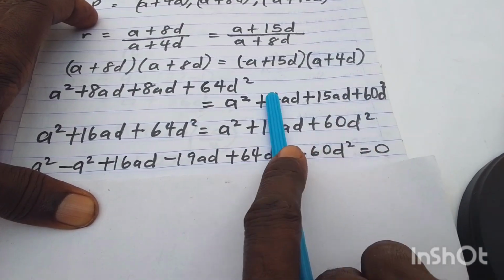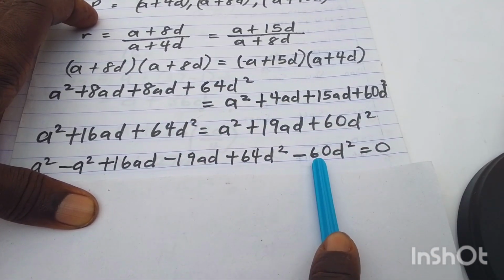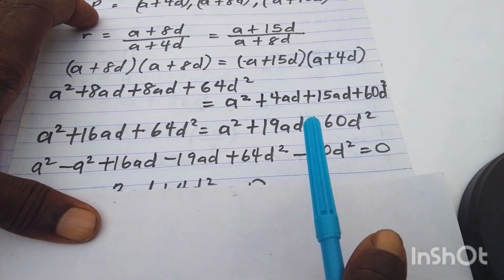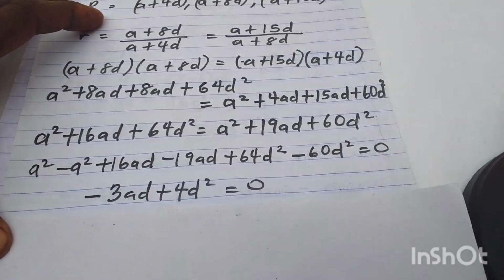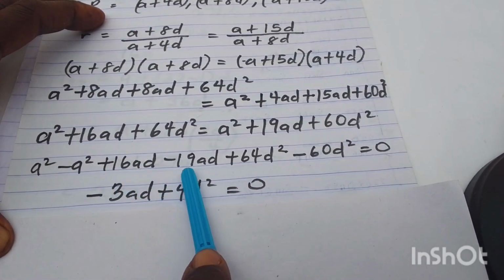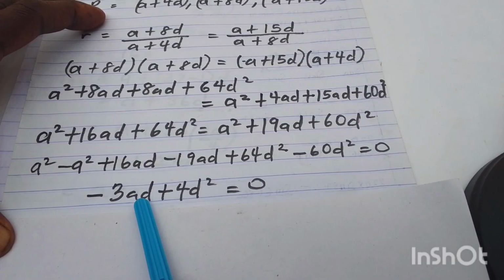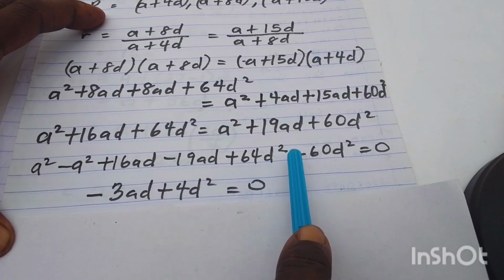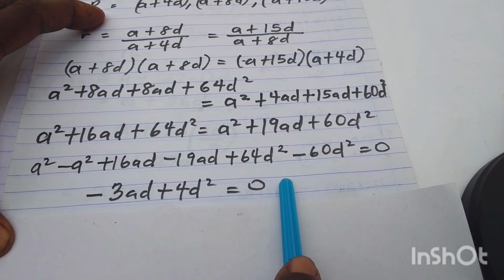Then I'll bring this one here also to be what? This plus here. When it comes here, now turn to minus 60d squared is equal to 0. So a squared minus a squared is equal to what? 0. 16ad minus 19ad is equal to what? Minus 3ad. 64d squared minus 60d squared gives us plus 4d squared is equal to 0.